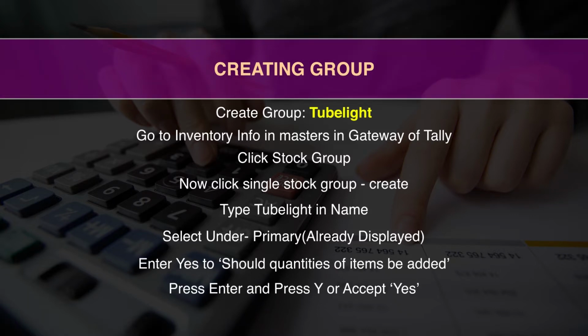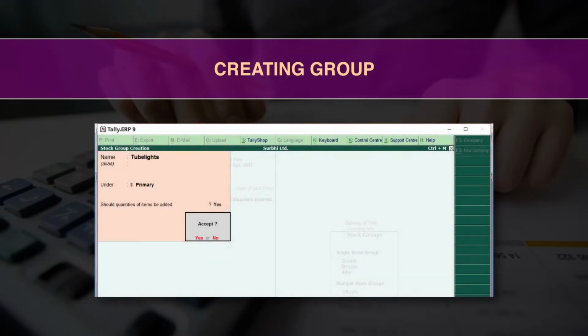to yes. If you let it to be no, then you won't be able to enter any quantities of the item to that group. So it is very much necessary that you should keep care that while making this stock group, you will put this option should quantities of items be added as yes. Now we are done with the creation of group tube light. We will again press one enter and then again we will accept the group. This way we have created both the groups. On the screen you can see the creation of the stock group tube light.